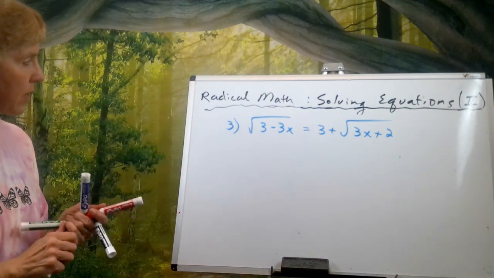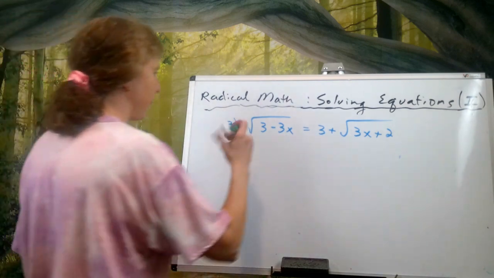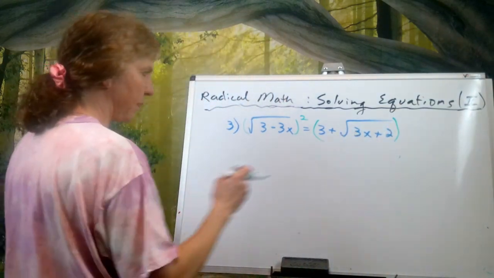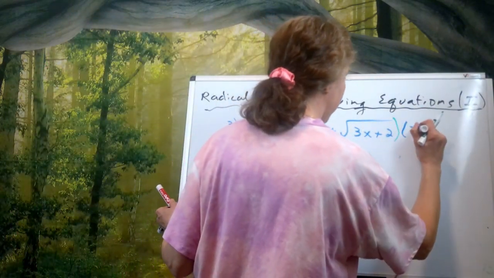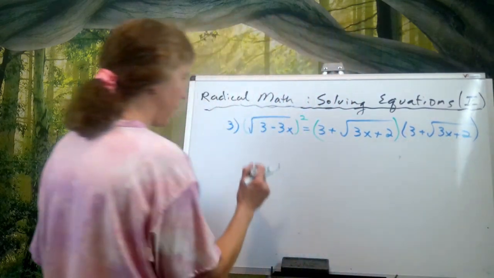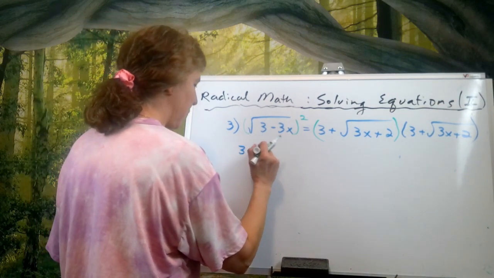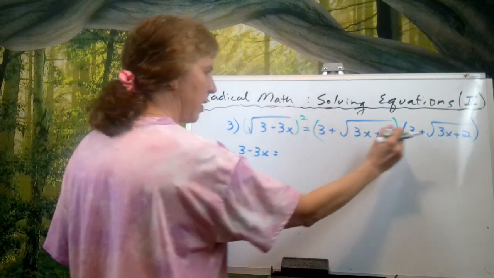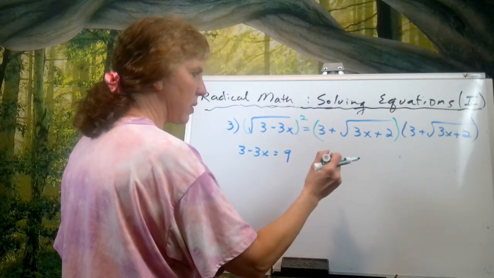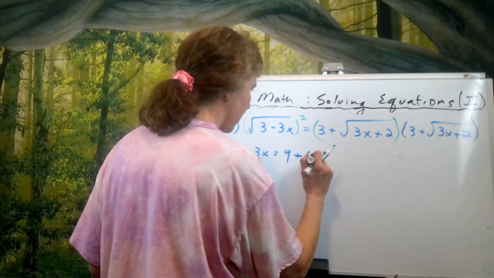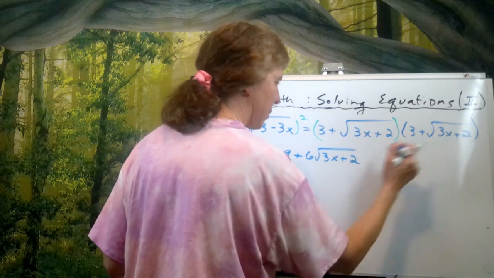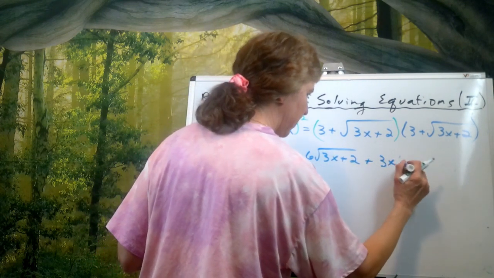Okay, so the first thing I'm going to do is square both sides, making sure I FOIL out the right-hand side. So I'm going to write it again. Okay, the left-hand side, the square and square root undo each other. The right-hand side, 3 times 3 is 9, plus 3 root 3x plus 2 plus 3 root 3x plus 2 is 6 root 3x plus 2. And then this guy times this guy is 3x plus 2.